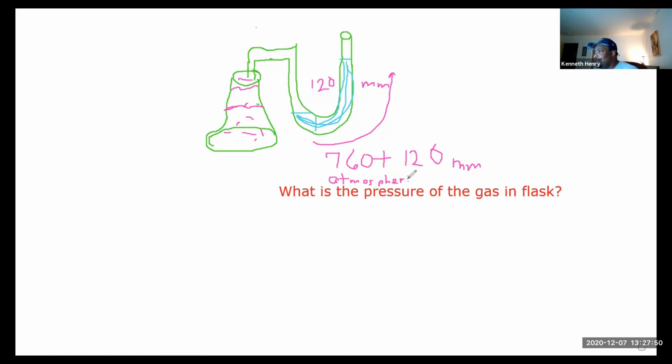Yes, some good questions. And then this is just that change. And so we know that it's 760 millimeters of mercury. So then it'll be 860 millimeters of mercury.